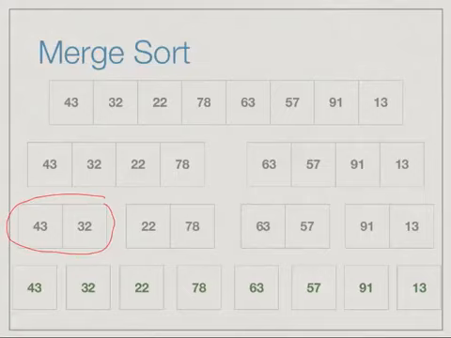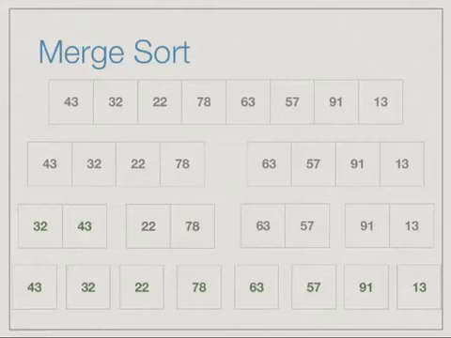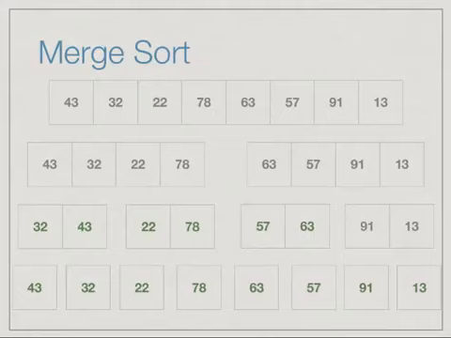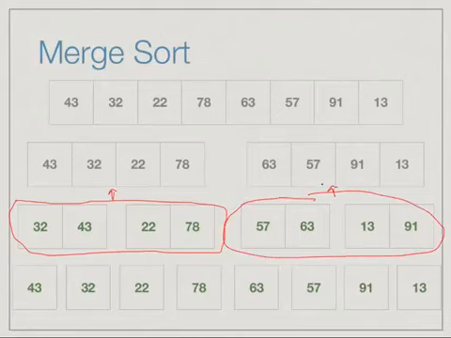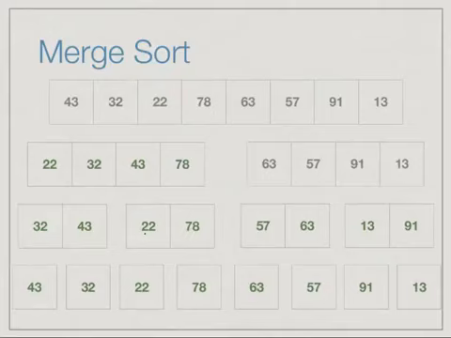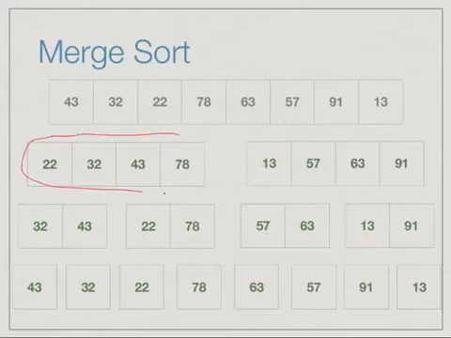So we merge 43 and 32 applying our merge procedure, and we get 32 before 43. When we merge 22 and 78, they remain in the same order. Here 57 comes before 63, and finally 13 comes before 91. So now at this level, we have 2 lists of length 2 which are sorted, and so they must be merged. And similarly here we have 2 lists of length 2 which are sorted, and they must be merged. So when we merge the first pair, we get 22 followed by 32 followed by 43 followed by 78. And similarly here we get 13 followed by 57 followed by 63 followed by 91.